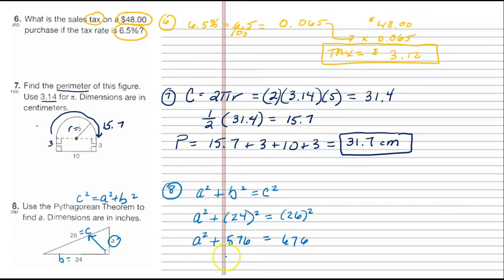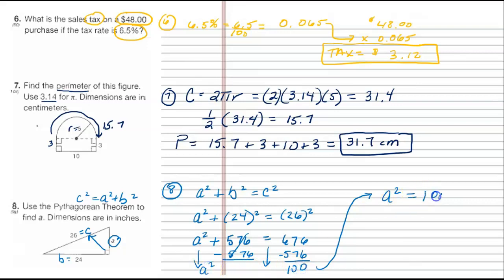Now I have to subtract. So we're going to subtract 576 from both sides. This is going to go away. My a squared is going to come down. I'm actually going to pull this up here, so I don't mean to confuse you. So a squared, my equals is going to come down, equals, and this is 100.